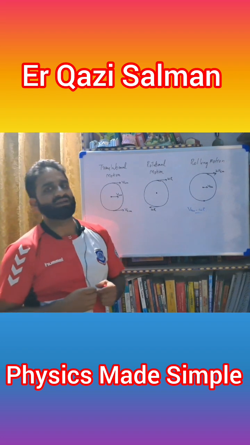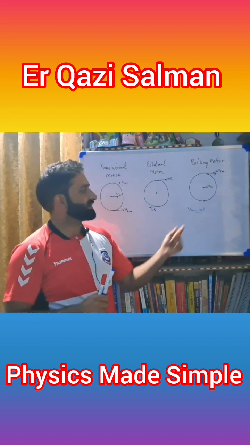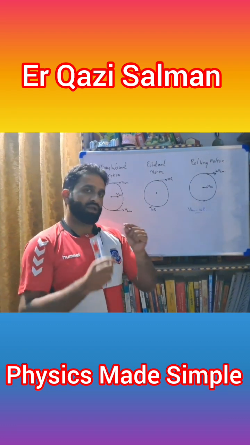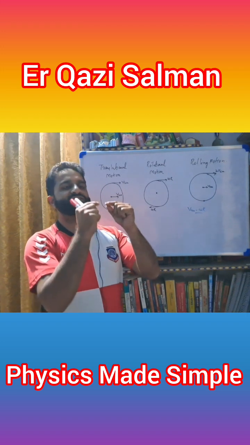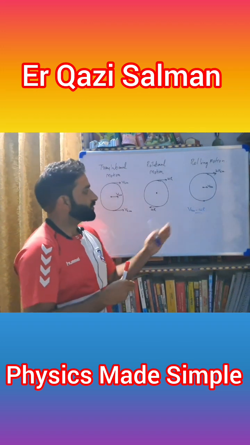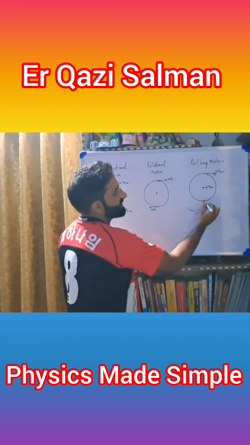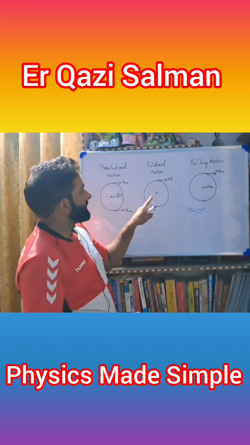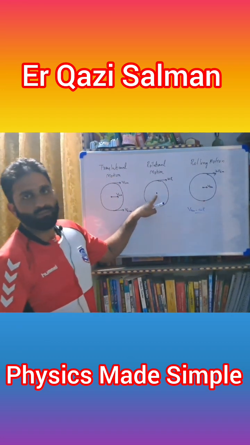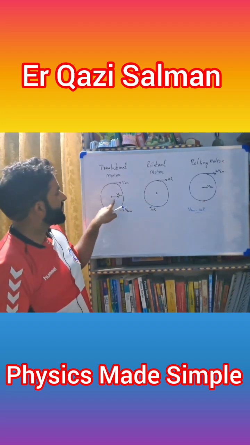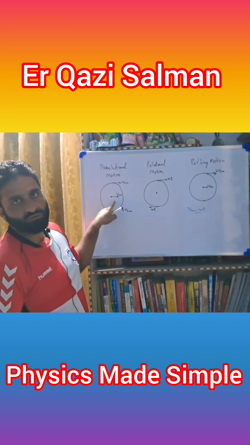But if the rolling motion is without slipping, the lowest point, the point where the tire touches the ground, is at rest. So VCM is equal to omega r. So this point is at rest. At this point, VCM minus omega r is equal to 0, but in translational motion it is equal to VCM.